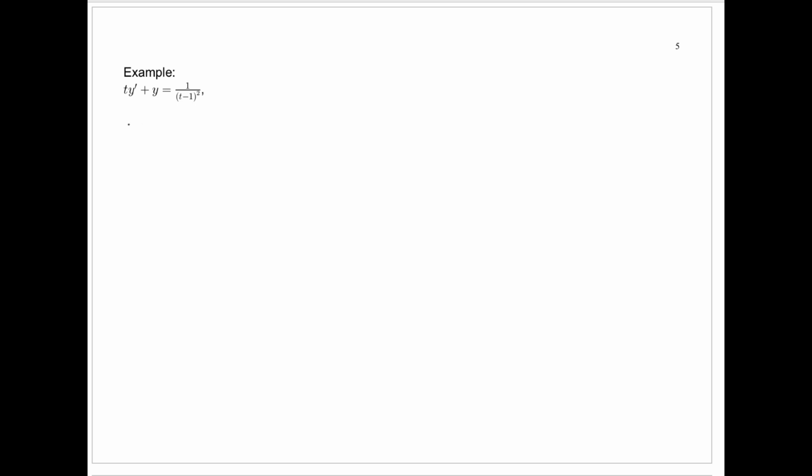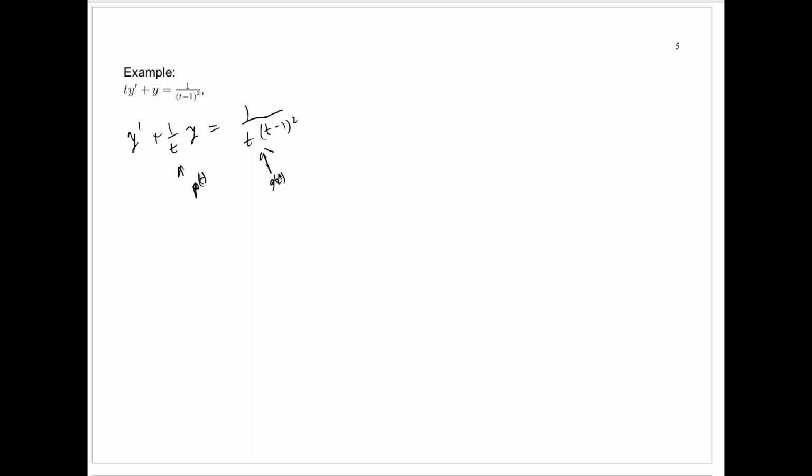In order to use the theorem, we need to write this as y prime plus 1 over t y equals 1 over t times (t minus 1) quantity squared. Though it wouldn't make any difference. This is our function p of t, and this is our function g of t.